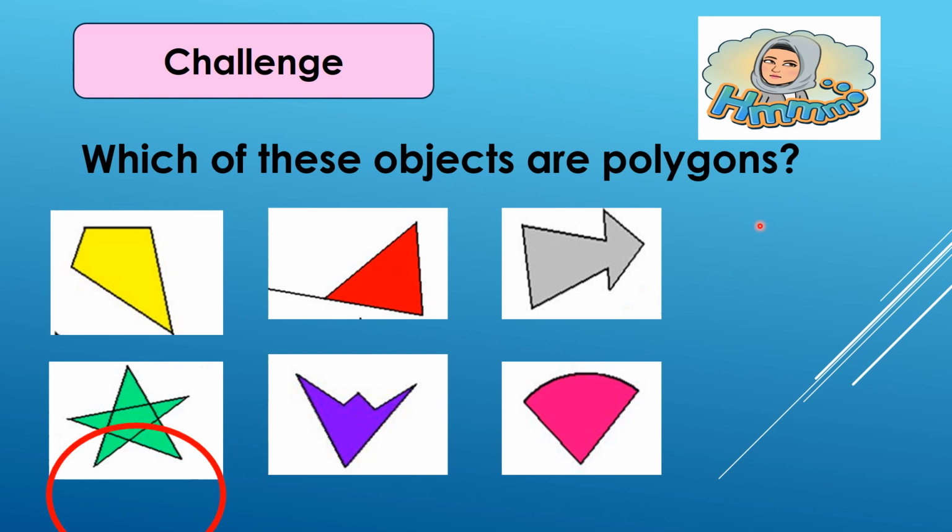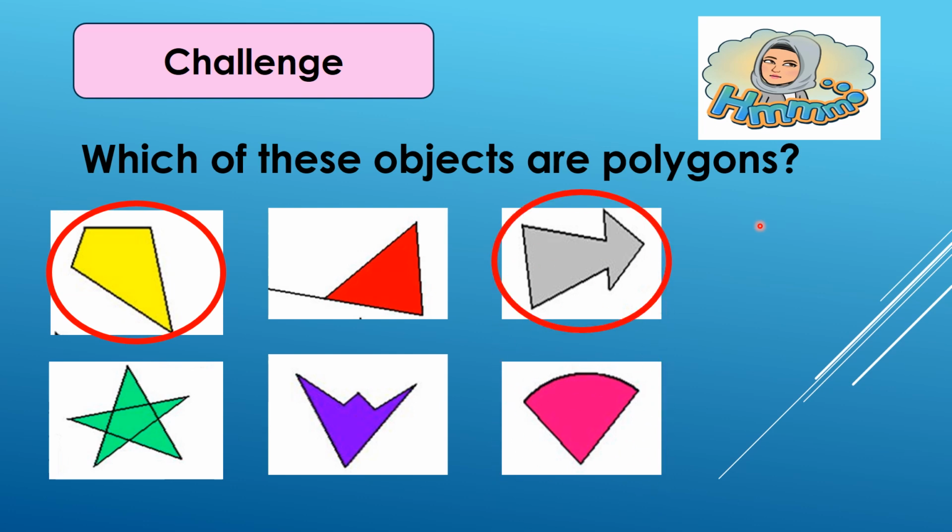Well done. This is a polygon, this is a polygon, and this is a polygon. So students, think very well. Polygons must be closed figures, and these shapes are closed, right? There's no gap. Do they have line segments? Yes, they have line segments that are connected at points called vertices.